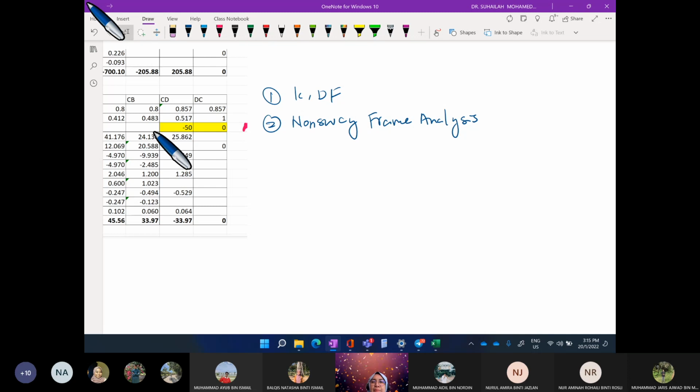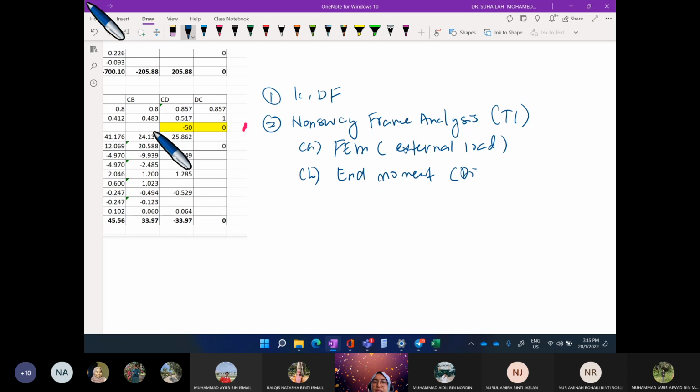So non-sway frame analysis is table number 1. In this table, what we do is A, we have to calculate FEM. This is due to external load. B, after we have calculated FEM, we have to distribute moment, or we have to calculate end moment from the table, the member end moment. This end moment we get from the distribution table.